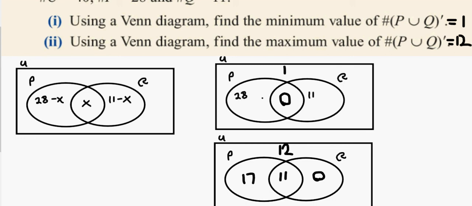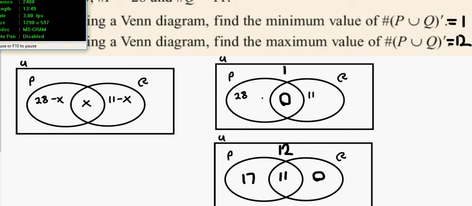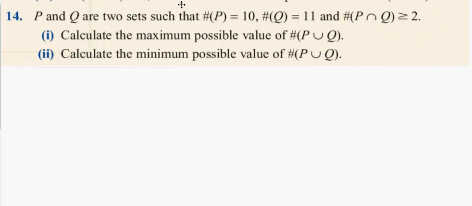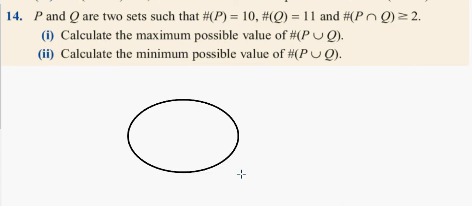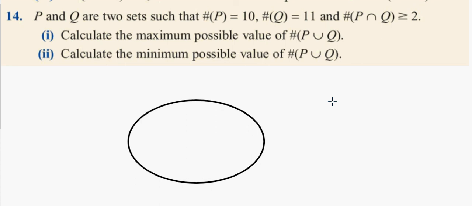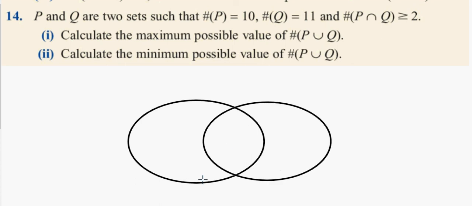Okay, just pause it for a sec. Are we ready? How many ellipses? 2. Okay. Now, next thing. P is 10. So that means 10 minus X and X. Q, 11 minus X. Okay. Find the maximum value of P union Q.